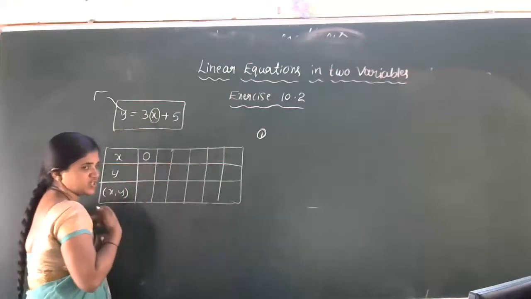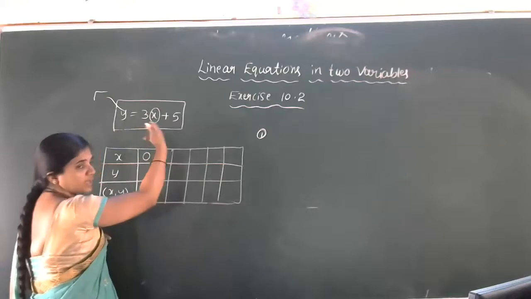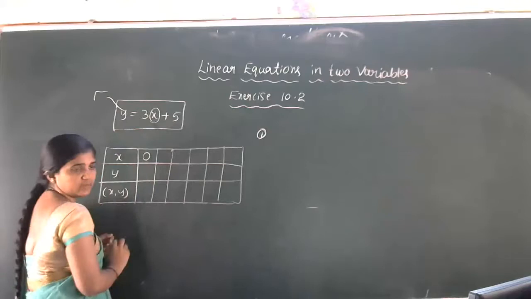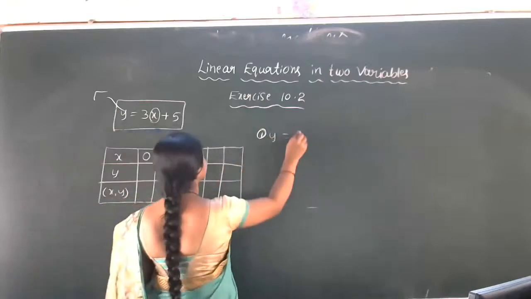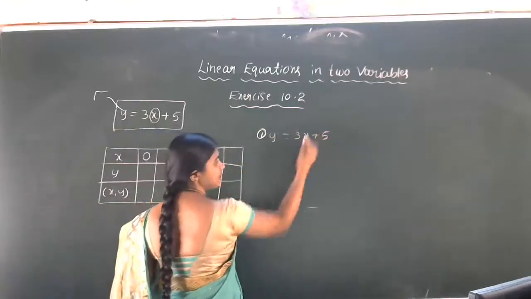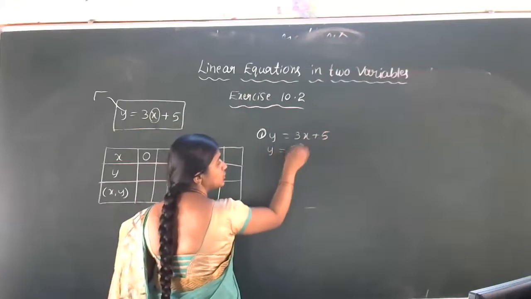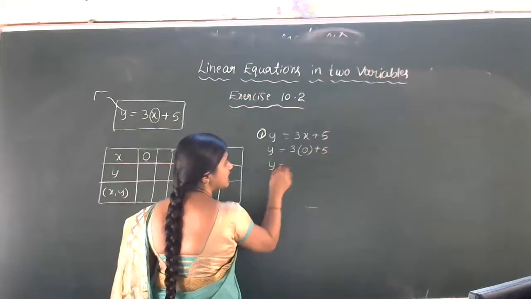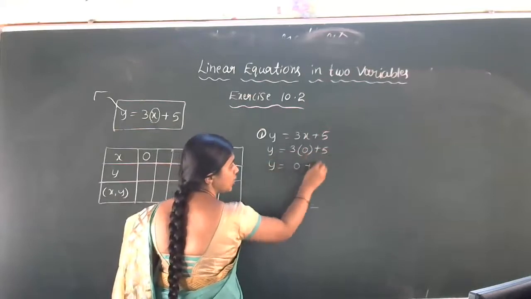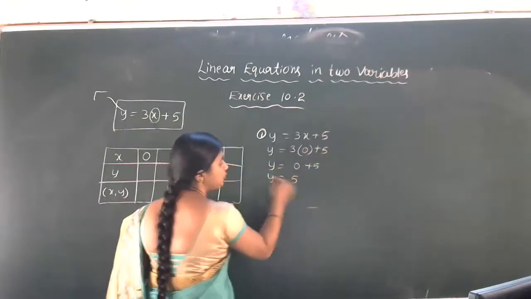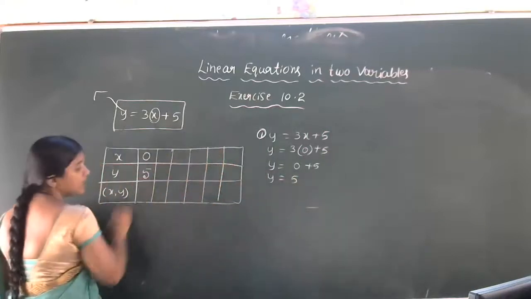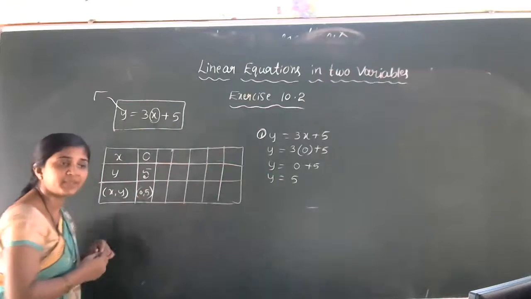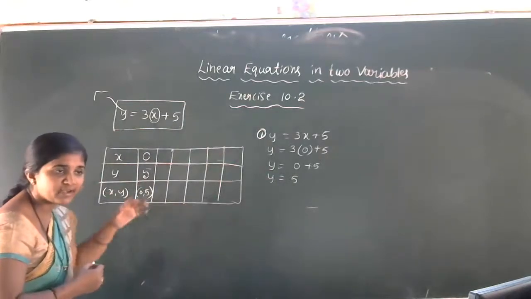X is my selection. For that x you have to calculate y. Okay, x is equal to 0 I am going to take. Then y is equal to 3x plus 5, our given equation. Then y is equal to 3 into x, we are choosing 0, plus 5. Then y is equal to 3 into 0 is 0, plus 5. Y is equal to 5. So here the y value is 5. The first solution is 0, 5. Got the idea of this way of finding the solution?